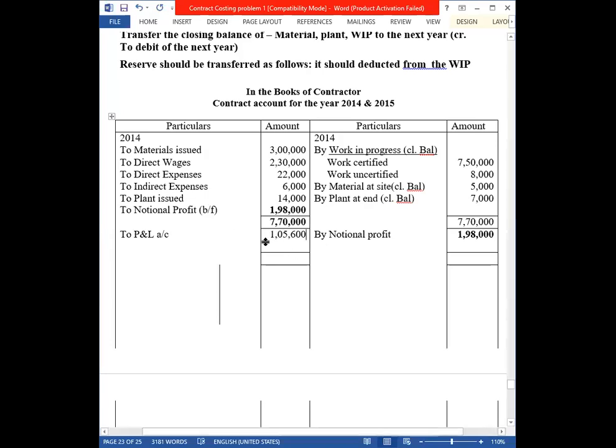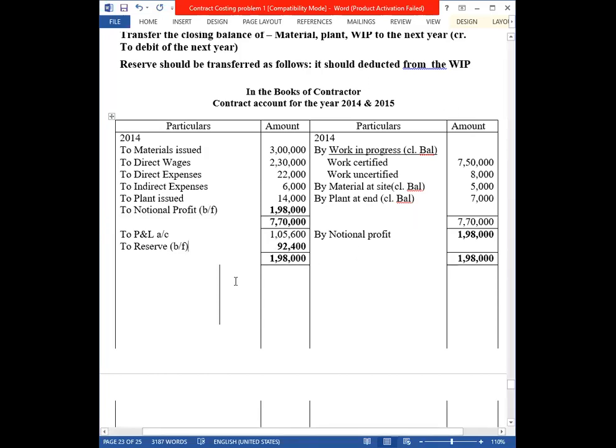1,05,600. And the remaining amount I will be showing as a reserve, as the contract is still not completed. So in future if any problem comes, I can use that. That's why I am making it a reserve. This reserve is particularly for this contract only. It cannot be used for any other contract or any other purpose. So how much is this reserve? 92,400. This is nothing but the balancing figure. So the balancing figure is 92,400. Okay, any doubt in this case?